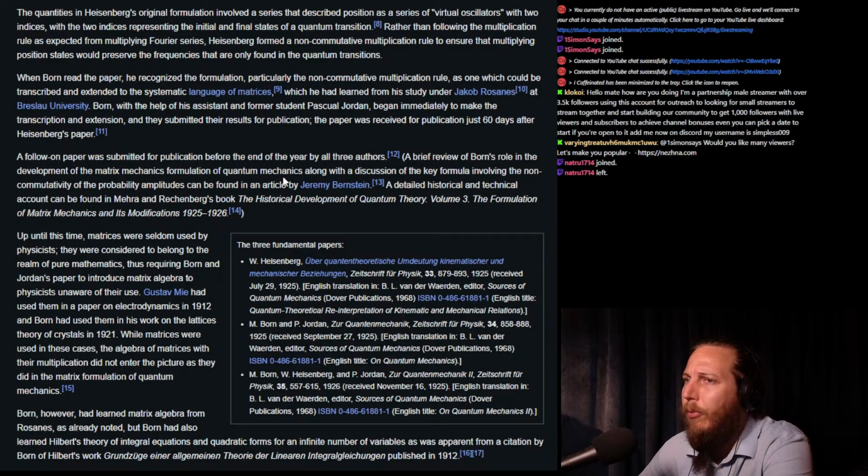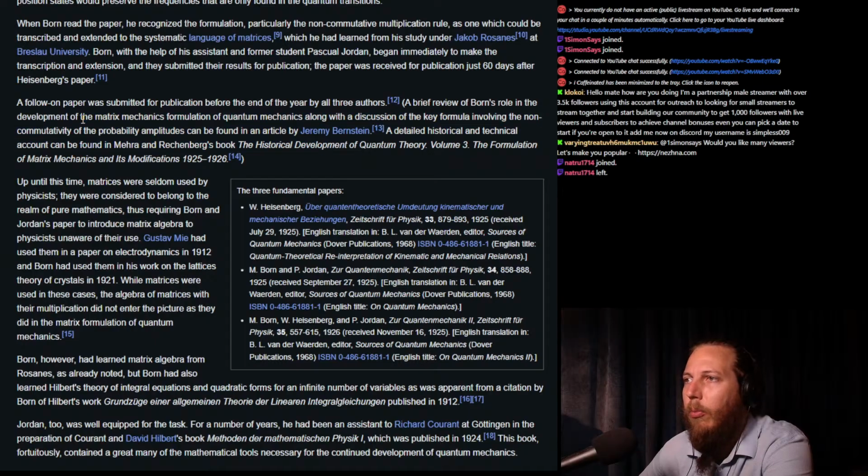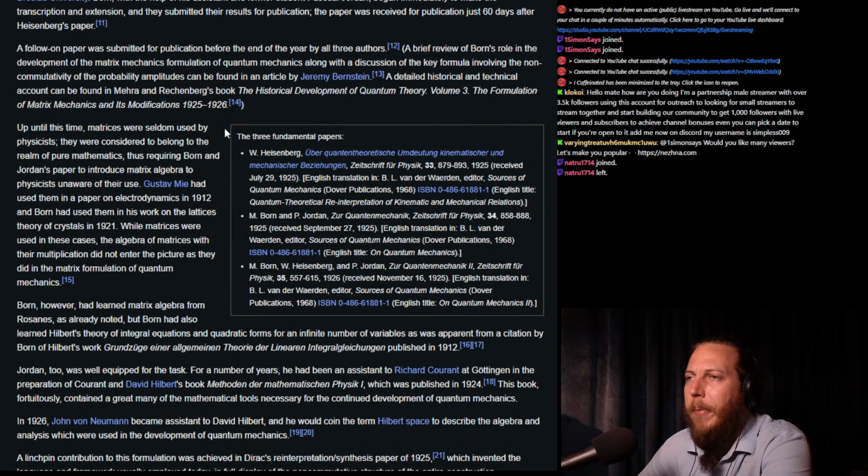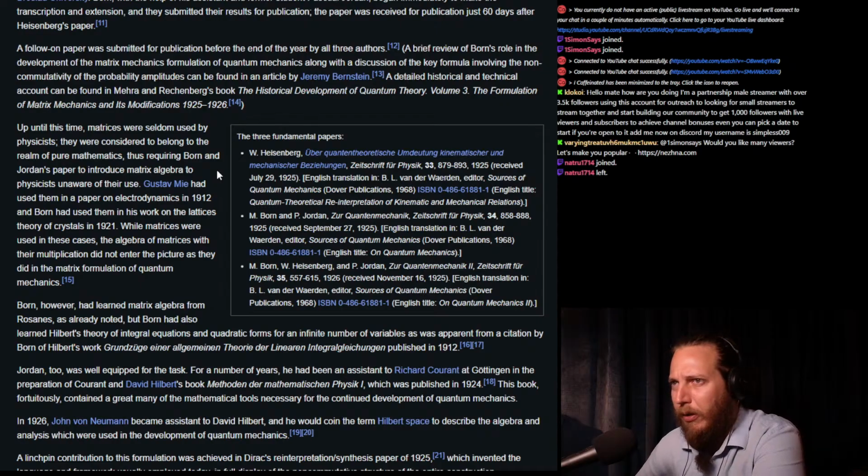A brief review of Born's role in the development of the matrix, along with the discussion. This is all in parentheses. Okay, great. A whole paragraph for this one sentence, and then all of these parentheses. That's crazy. Up until this time, matrices were seldom used by physicists. They were considered to belong to the realm of pure mathematics. Interesting. Thus requiring Born and Jordan's paper to introduce matrix algebra to physicists unaware of their use.